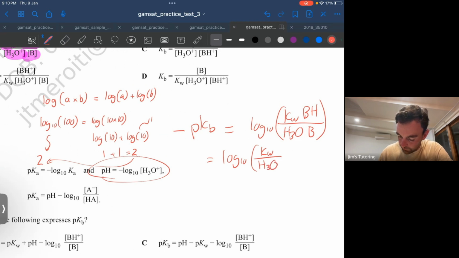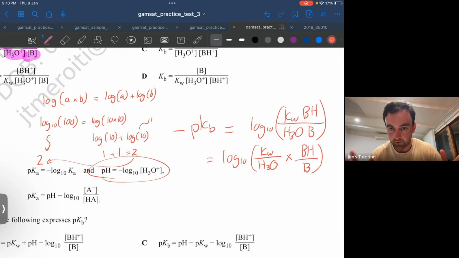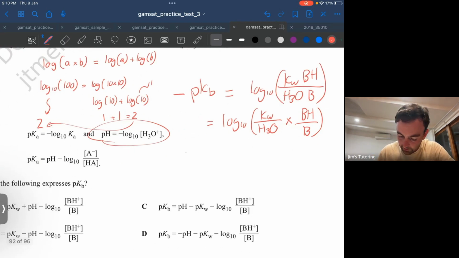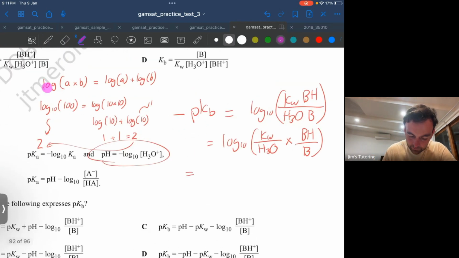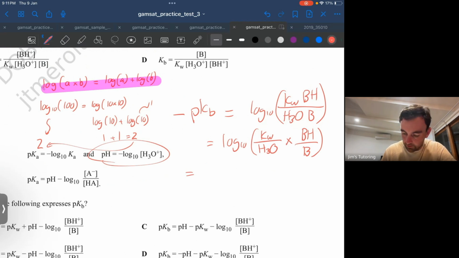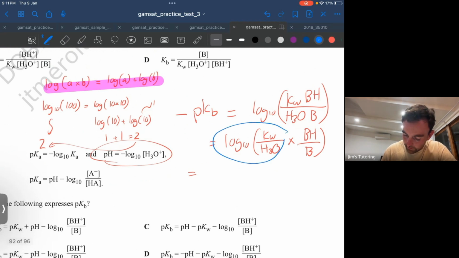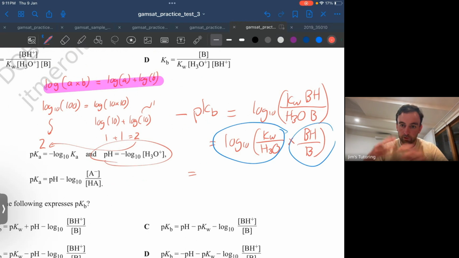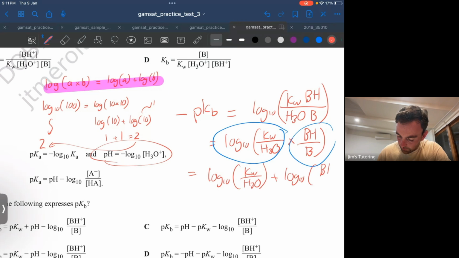I'll do this first, times BH over B. So as I said, the first hurdle that I had was getting those things out, but I can actually just leave those other ones in there because they stay in there. So using this log law, we can just end up doing these ones together and these ones together as separate logs. We can just split that log. So we get log 10 KW over H3O plus log 10 of BH over B.